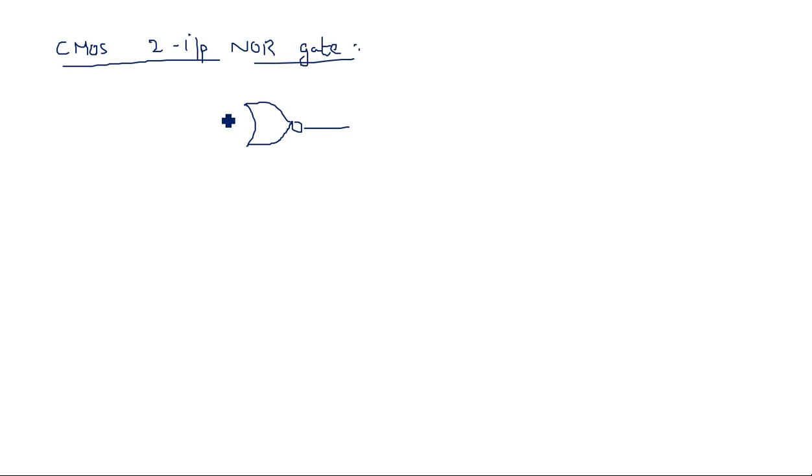Now, here we are going to see the CMOS 2 input NOR gate realization. Before going into the CMOS realization, first let us see the symbolic representation of the NOR gate. This is the symbolic representation of the NOR gate with two inputs A, B and the output Y is equal to the complement form, A plus B whole bar.